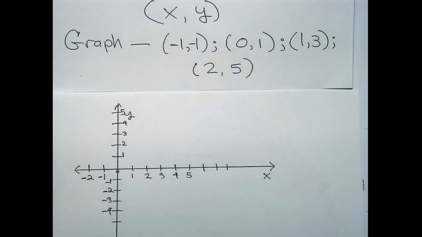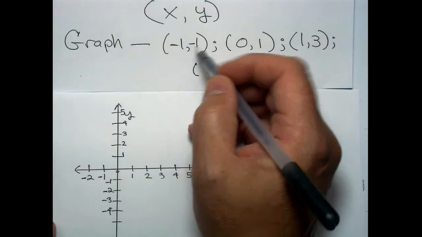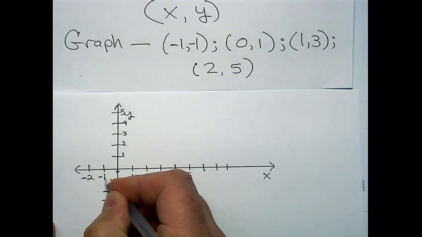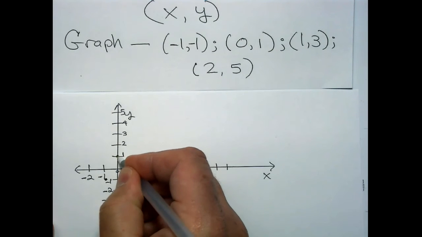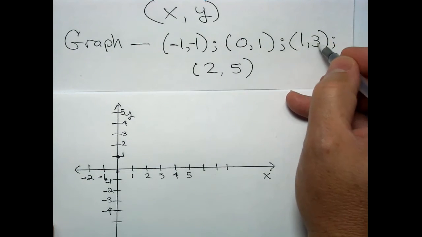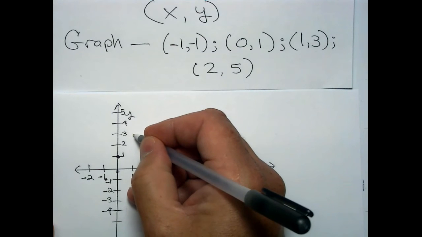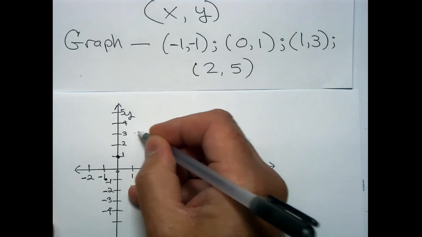So let's go ahead and plot these points, and therefore we can see the graph visually. First point is -1, -1. That would go about here. -1 for x, -1 for y. Second point is 0, 1. That would go here. Next point is 1, 3. 1, 3 goes right about there.